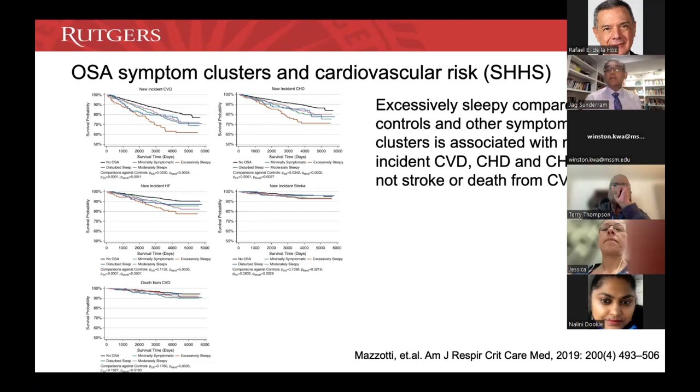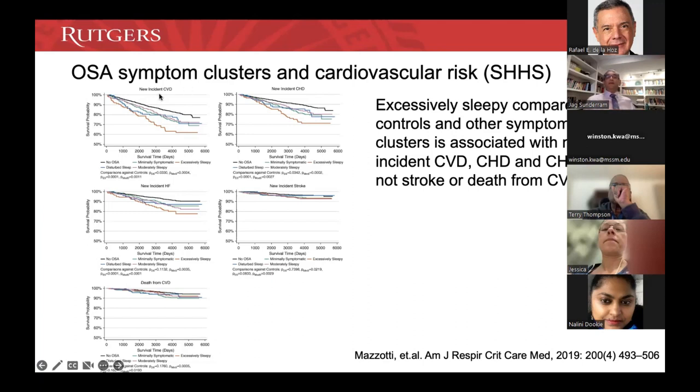So Mazzotti and colleagues in 2019 showed in the Blue Journal that if you look at these symptom clusters and look for cardiovascular risk, what they suggested in their data, if you looked over time, and I'm sorry for the graphs here, is that the excessive sleepy group, which is the red one, compared to all other symptom clusters, seem to have an increased probability for new incident CVD.